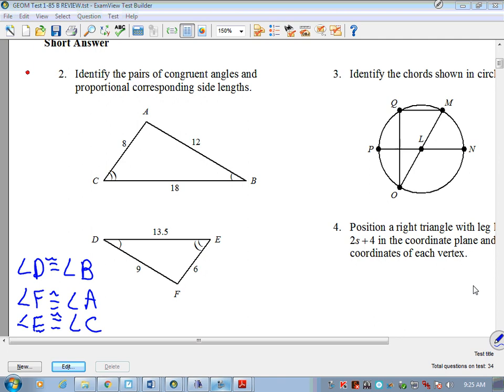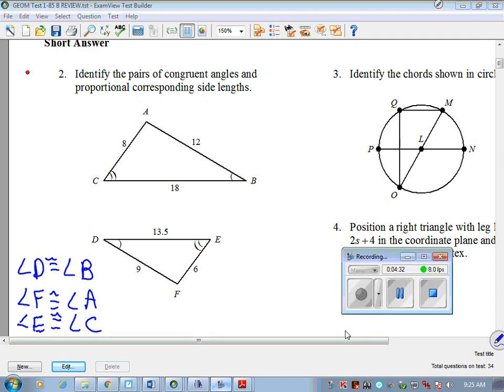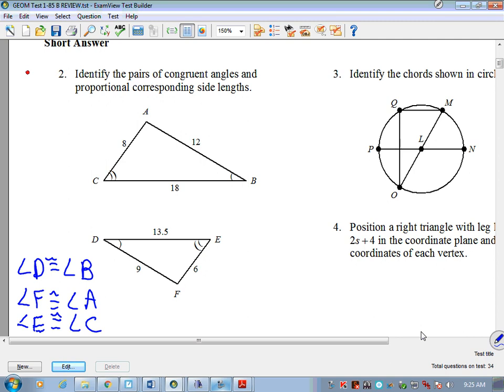Now we want proportional corresponding sides. Okay, so now we want proportional sides. So we're going to look at these sides. I'm not necessarily worried about the numbers, just the sides. So let's put them all over. Let's do AC. AC is to what? We've got AC to what over here? FE. Okay? AC to FE is going to be proportional to, okay, give me another set.